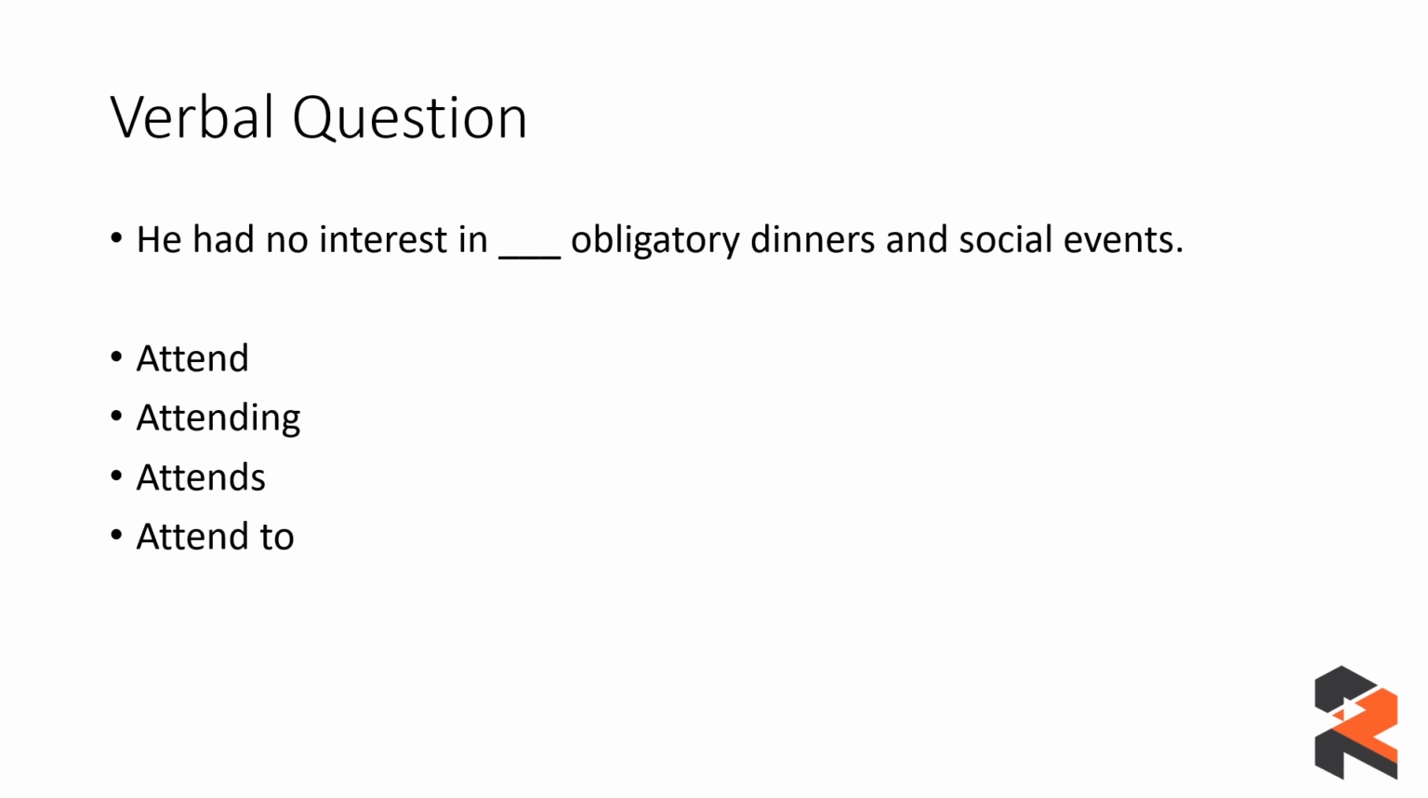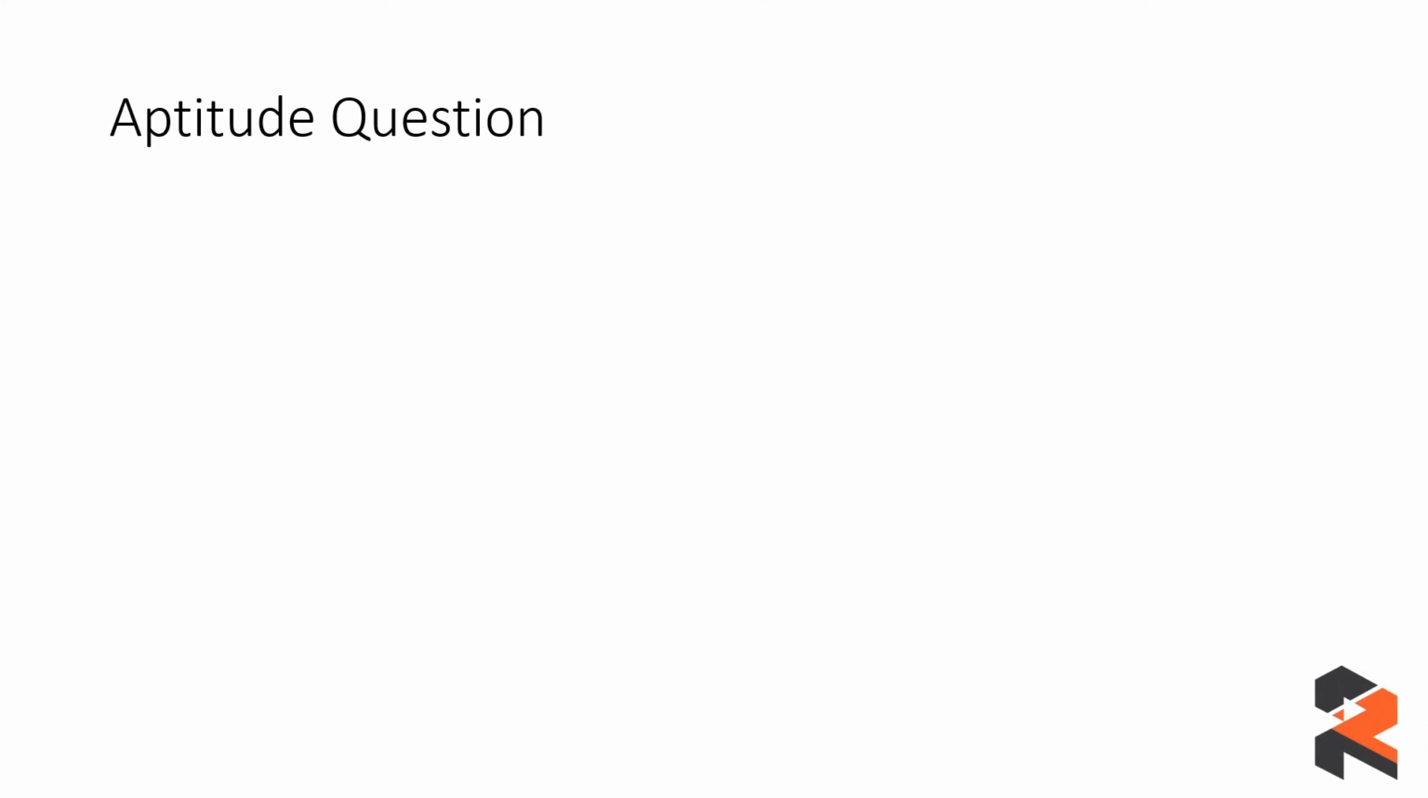So in this case, all the three options apart from attending cannot be included in your answer, because if you read the sentence, it does not even look correct in that sense. So your answer in this case will be option number 2, that is attending. So he had no interest in attending obligatory dinners and social events. So that is the answer. If you try to use other words, your answer might be wrong. So option number 2 is the correct answer in this case. Let's look at another question.